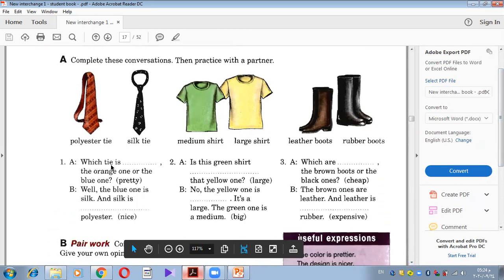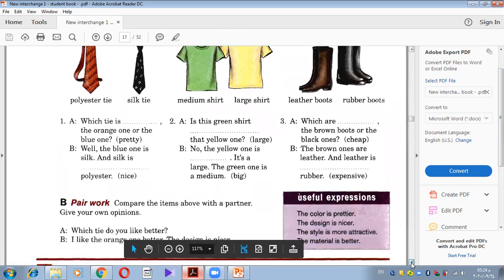Which tie is the orange one or the blue one? Well, the blue one is silk and silk is polyester. Try to answer these questions. It's an assignment, guys.